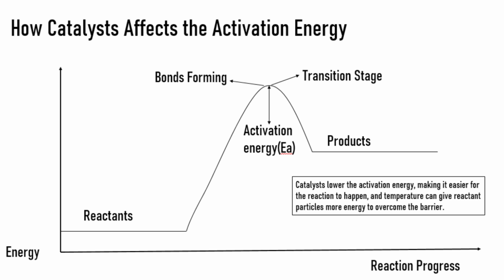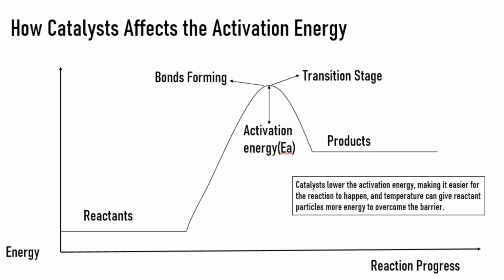Now let's explore how catalysts play a key role in chemical reactions, particularly in overcoming the energy barrier we call activation energy. In a typical reaction, reactants need enough energy to reach the transition state, the point where old bonds are breaking and new bonds are forming. This peak on our graph shows the activation energy, which is essentially the hurdle reactants must overcome to form products.